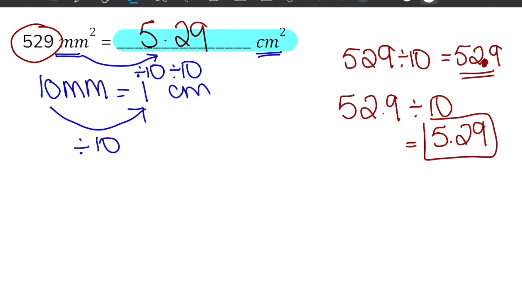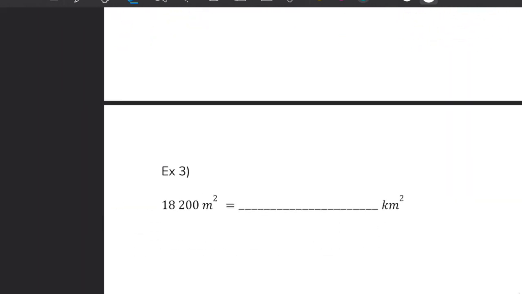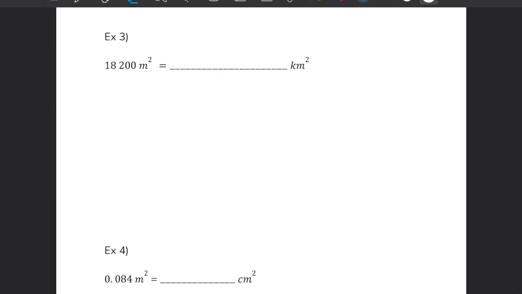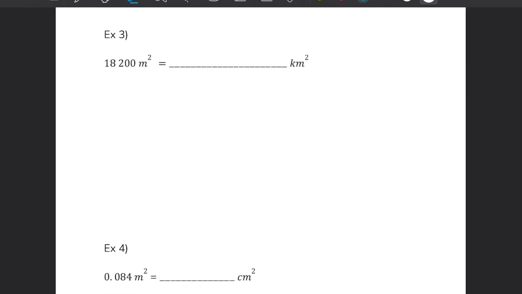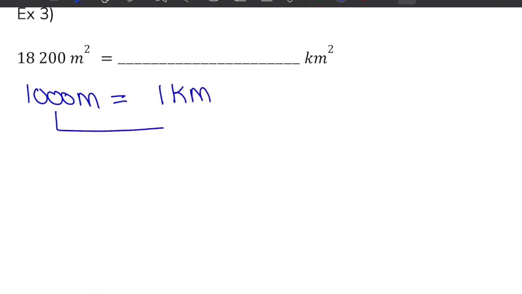Now let's look at other examples where we relate kilometers squared and meters squared. Now, if you'd like, I'm going to zoom out for a minute. You can pause the video now, try these by yourself, and then play to watch me solve these questions. Okay, let's begin. So the first question, we have meters squared to kilometers squared. So what is the fact that we know? We know that 1,000 meters equals 1 kilometer.